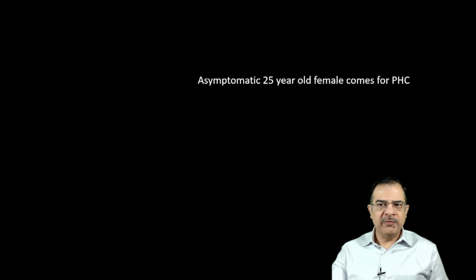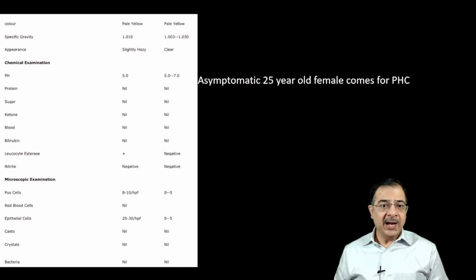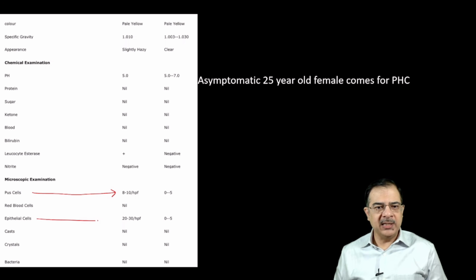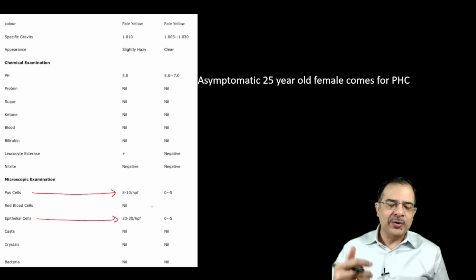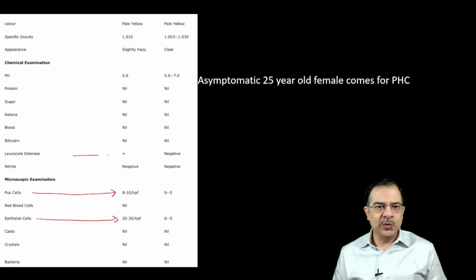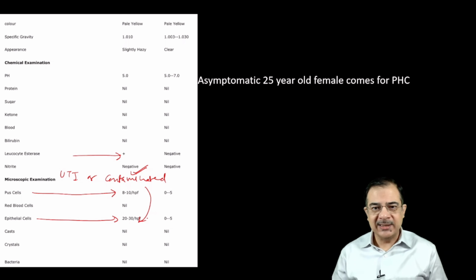An asymptomatic 25-year-old female comes for a preventive health checkup, and in this checkup, when you look at the pus cells, pus cells were positive, but epithelial cells were 20 to 30. Now your answer is, and leukocyte esterase is positive. So whether it is UTI or a contaminated sample, especially in females. So the answer is this is a contaminated sample because the epithelial cells are positive.